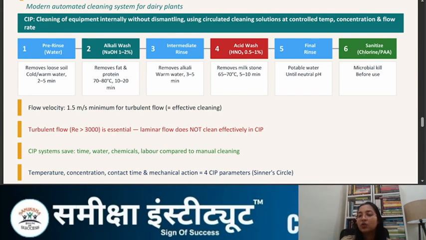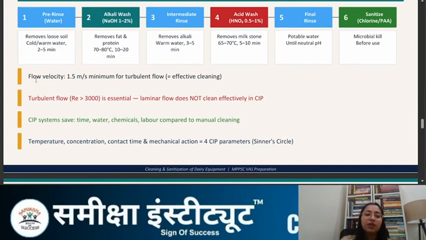Then lastly we will go for chlorine. We need to sanitize it also, so we will go for chlorine or quaternary ammonium compound because it has broad spectrum activity. Then flow velocity should be there, turbulent flow should be there, laminar flow should not be there because it does not show that it has been done effectively.